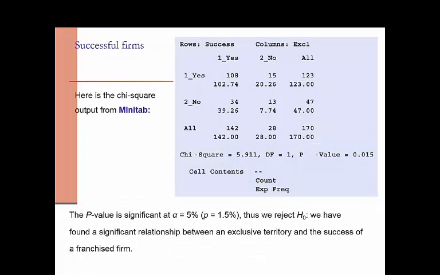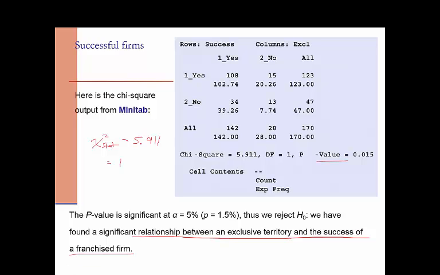Okay, so based on that output, the p-value is 0.015. And at a 5% alpha, we can reject the null hypothesis. Therefore, we found that there is a relationship between exclusive territory and the success of a firm. Right? And also we can state the chi-squared stat from this value. That is exactly 5.911. Degrees of freedom is 1, right? Number of rows minus 1 times number of columns minus 1. All right. So that's how you do it in Minitab and interpret the results.